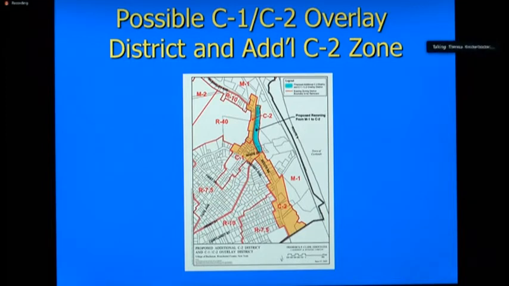1, 2, 3. So currently, if this passes, we're looking at a potential of 3 pieces of property that could accelerate the development of that. 3 currently empty pieces. We can do calculations and figure out how many units that would represent. Yeah, I'd like to know that. Sure.